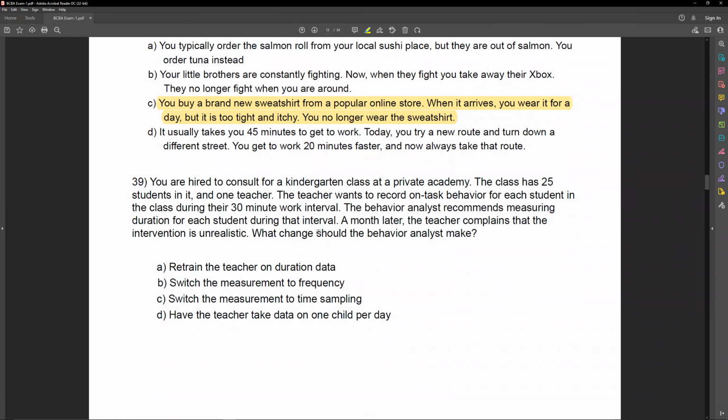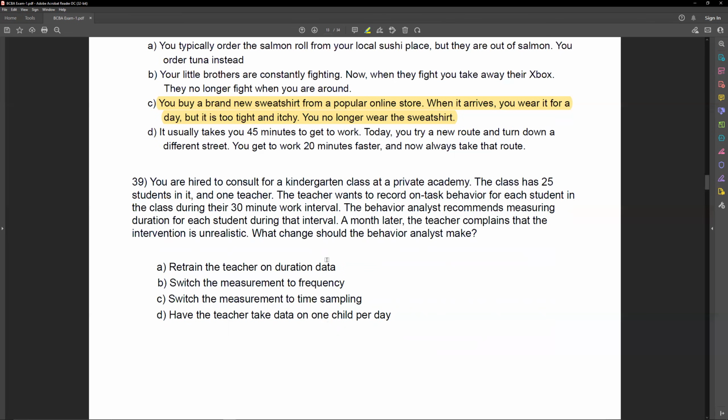You're hired to consult for a kindergarten class at a private academy. The class has 25 students in it and one teacher. The teacher wants to record on-task behavior for each student in the class during their 30-minute work interval. The behavior analyst recommends measuring duration for each student during that interval. A month later, the teacher complains that the intervention is unrealistic. What change should the behavior analyst make?